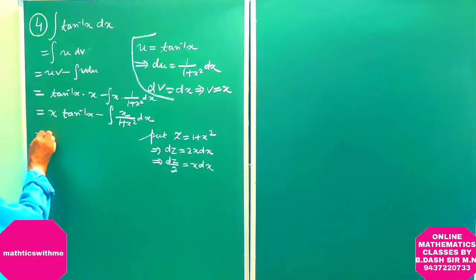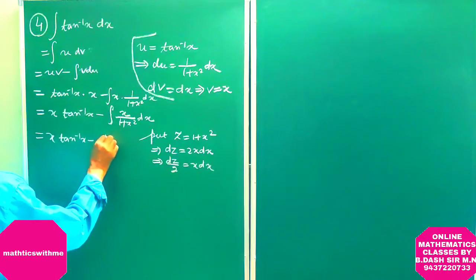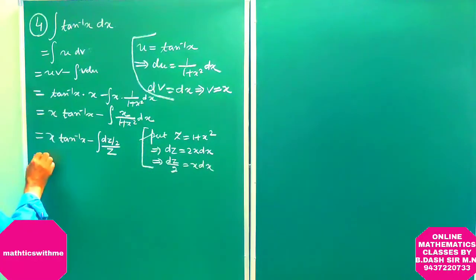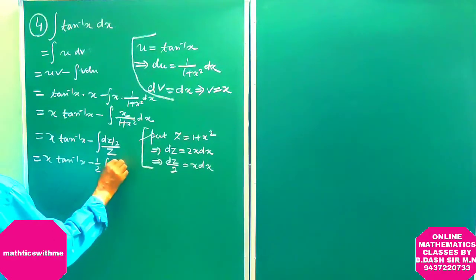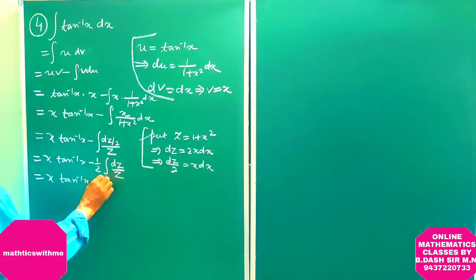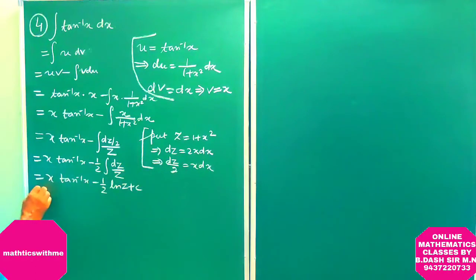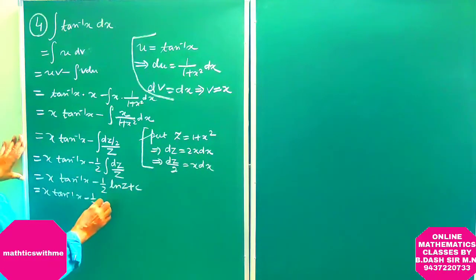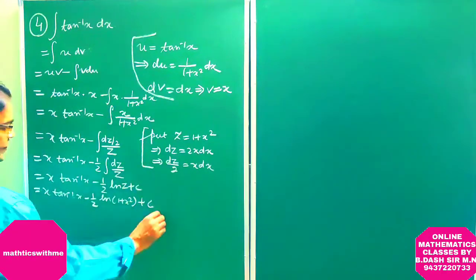So this is equal to x tan inverse x minus the integration of dz by 2 by z, which is equal to x tan inverse x minus 1 by 2 ln of 1 plus x square plus c. Answer.